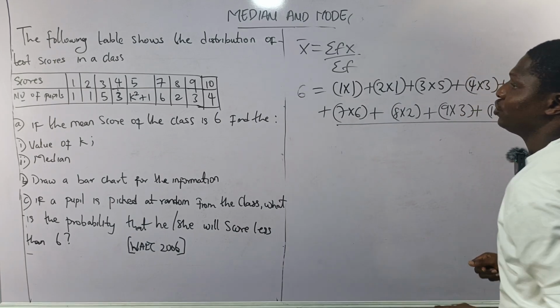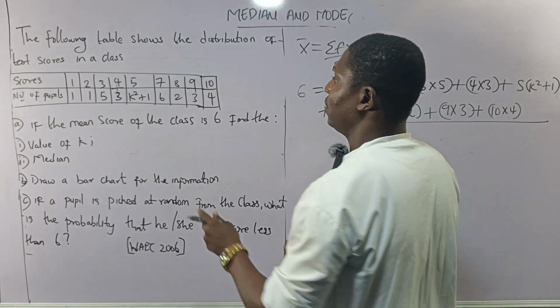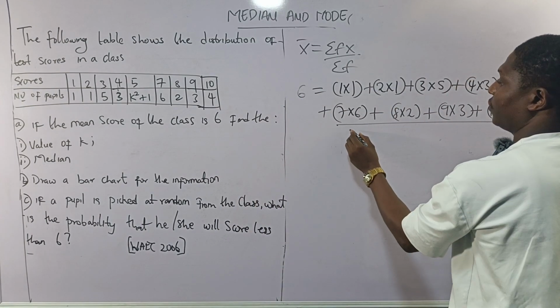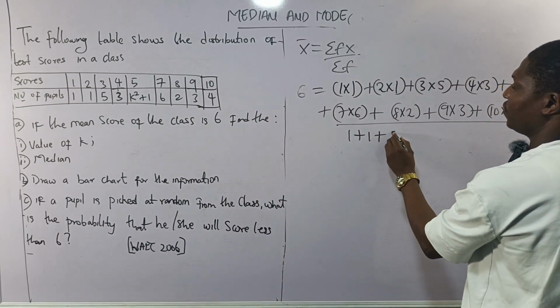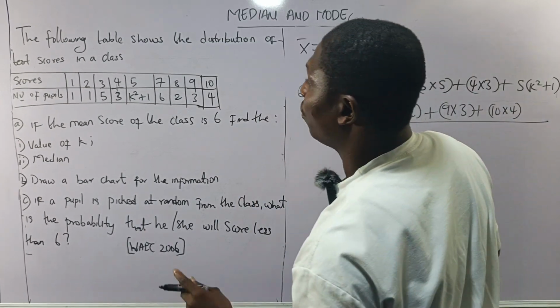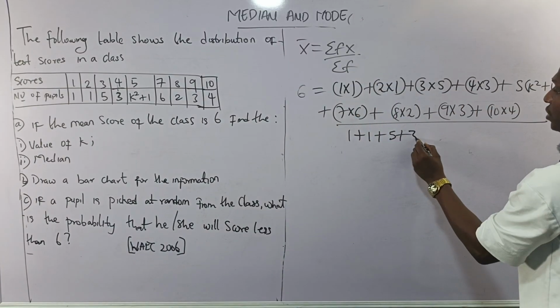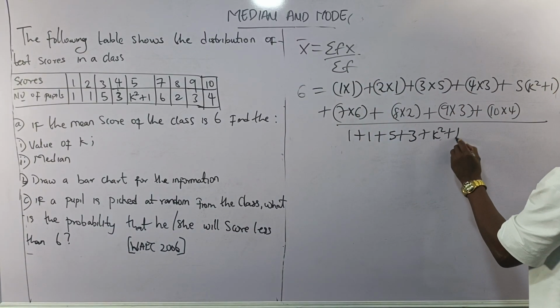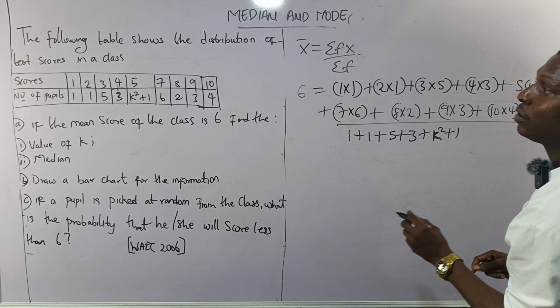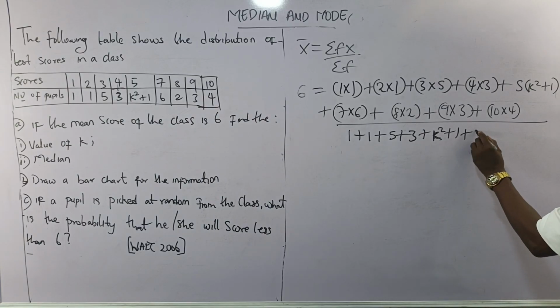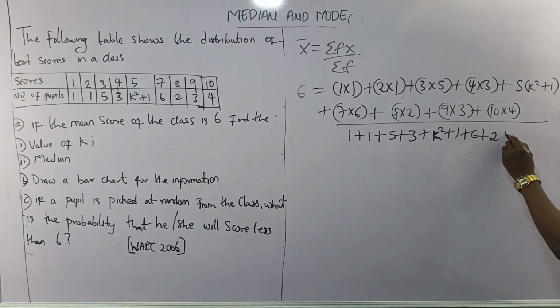all divided by the summation of the frequency, which we have as 1 plus 1 plus 5 plus 3 plus k square plus 1 plus 6 plus 2 plus 3 plus 4.